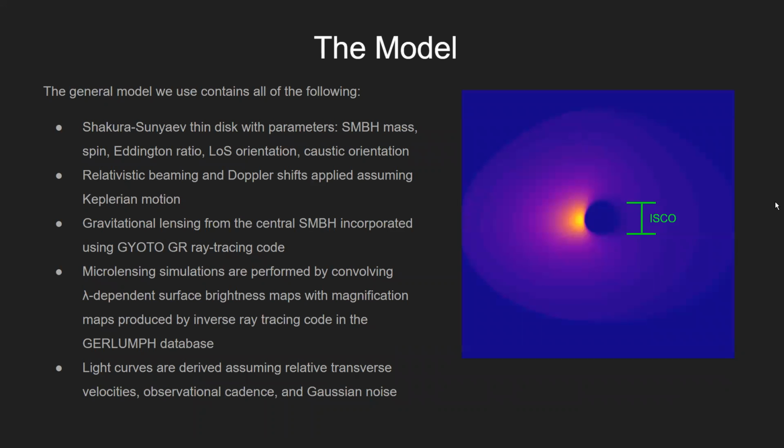The model we use is a Shakura-Sunyaev thin disk with many parameters. Shown on the right is an image of the disk, clearly asymmetric due to relativistic beaming and lensing up from the central supermassive black hole. The ISCO, or the innermost stable circular orbit, is clearly visible here.